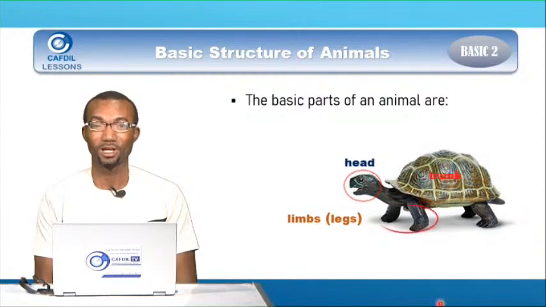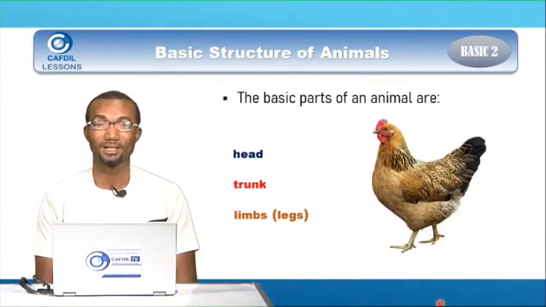So the front ones are called forelegs, and the back ones are known as hind legs. So head, trunk, and limbs or legs form the main parts of this tortoise. Let's look at another one.